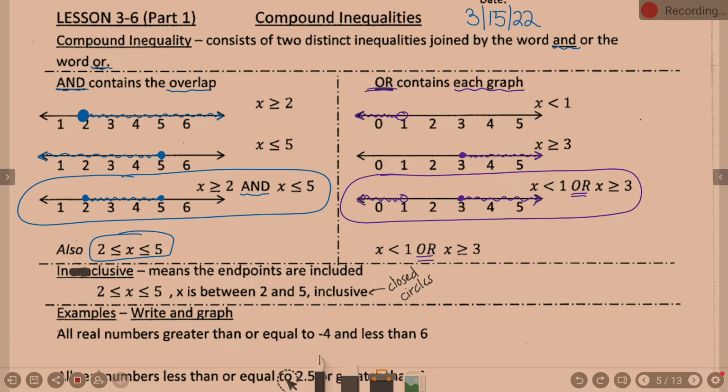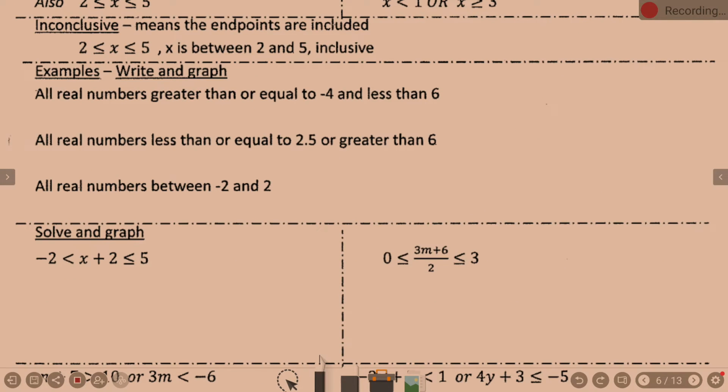And I think, as I said, I have it at the top of the next page. Yeah, I do. So right here, if you didn't write it down, I had written inclusive means closed circles on the endpoints.